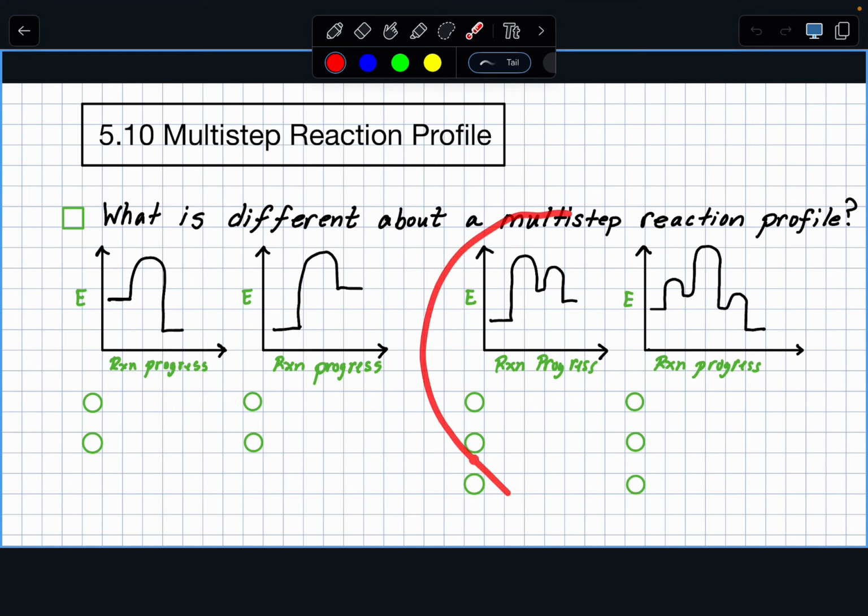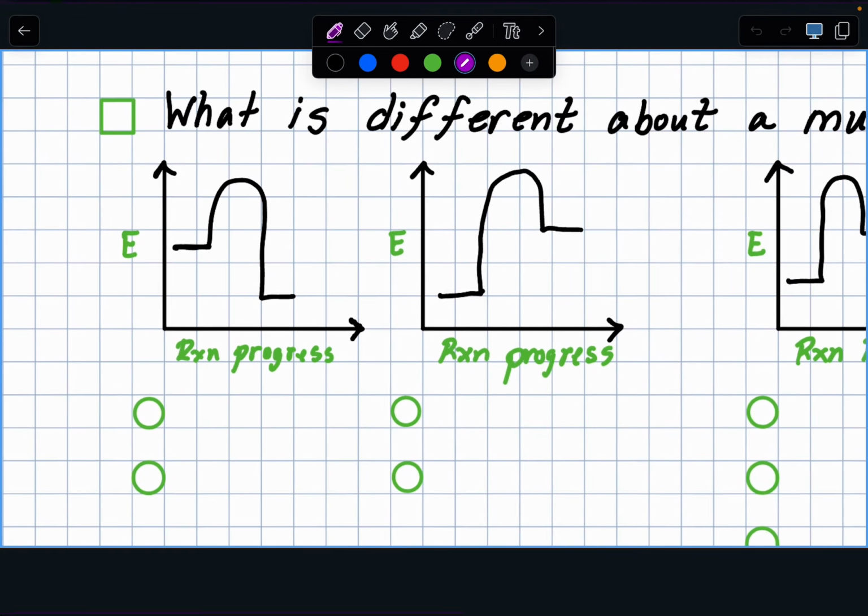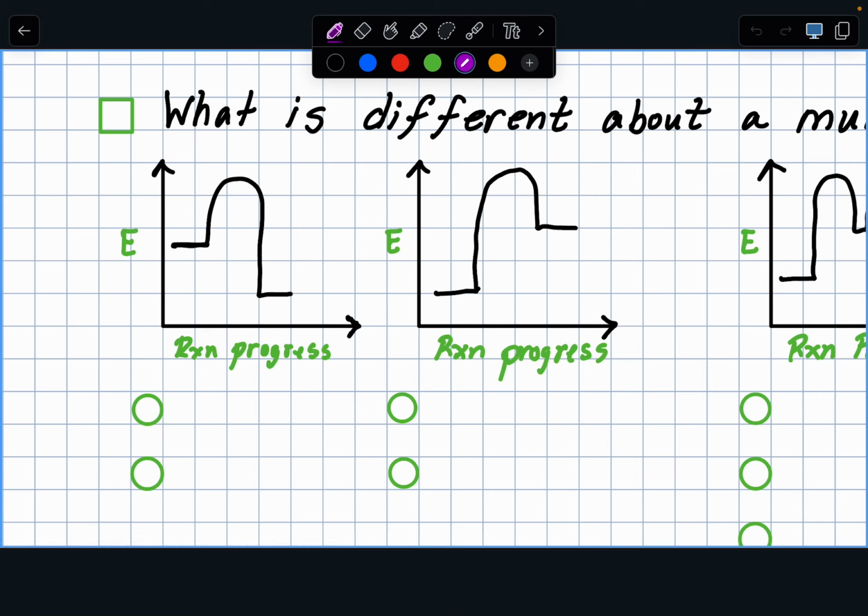And then on the right is really what this new section 5.10 is all about, which is the multi-step reactions, when there's a reaction mechanism. All right, so first off, how do we classify the ones on the left? It's a little bit of a review. On the left, which one is endothermic, which one is exothermic, and why would you say that? Sometimes on the AP exam you have to justify your answer.